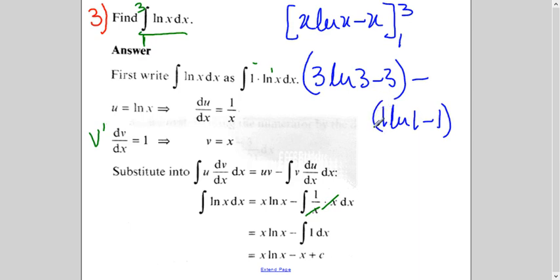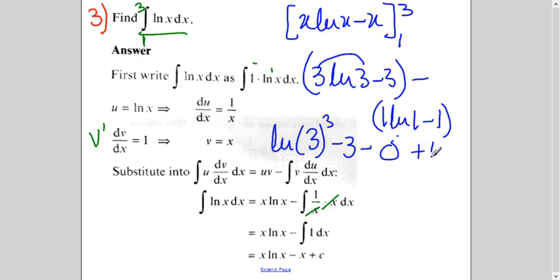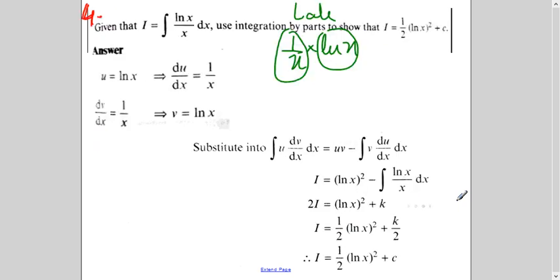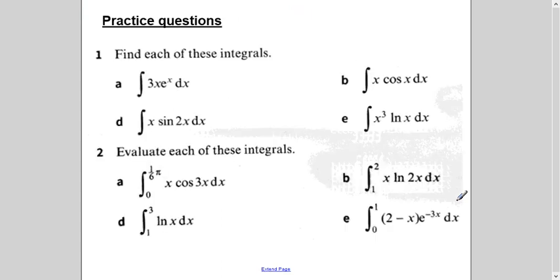Ln 1 is 0, we know it. So it is ln 3 cubed minus 3, because it will go up and become a power, using the power law, right? So we are applying the power law to get this. Minus, this is 0, ln 1 is 0, minus plus 1. So it is ln 27 minus 2. This is your answer. Okay, so this is how you will apply limits. If the question is not saying give your answer in exact form, you can use a calculator and write your answer in 3 significant figures. So here are the questions you will try, and you can ask me for help.